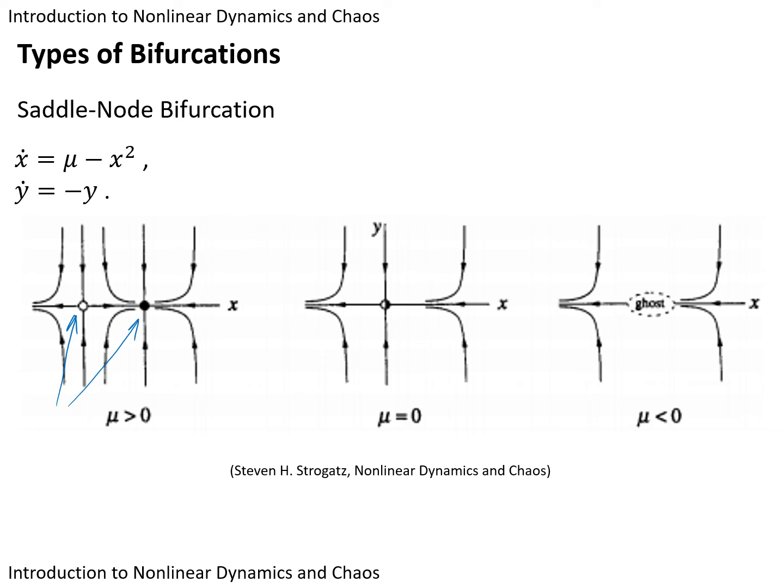When we are passing through the point mu equals 0, we see the following. When mu is 0, we have only one equilibrium point. And if we move further, when mu is negative, we don't have equilibrium at all.